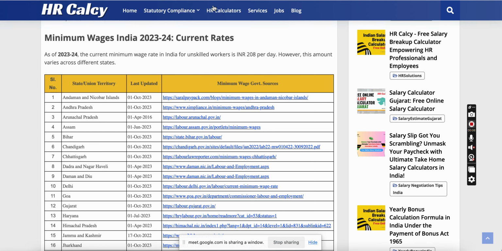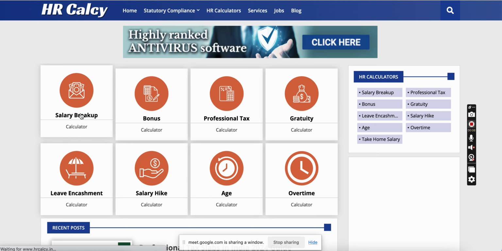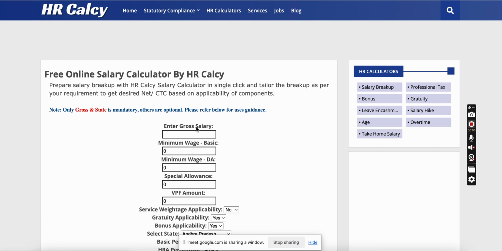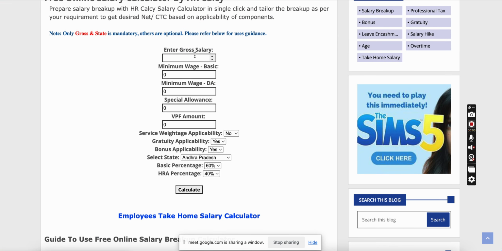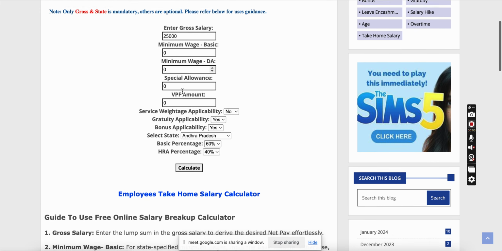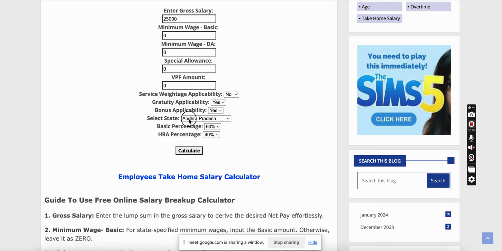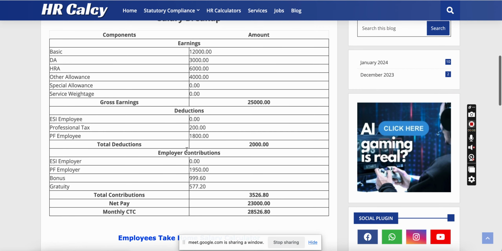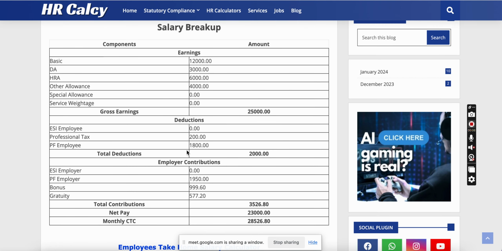That's where I have created this breakup. I hope now you are realizing the value of this salary breakup. Here you just have to enter the gross salary, say 25,000. Suppose you are not preparing a breakup where minimum wages is a factor, and you are preparing it for, say, Karnataka, and just calculate. You got it? It comes so handy.